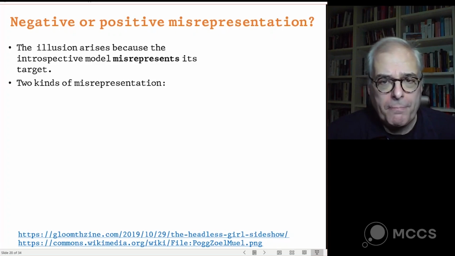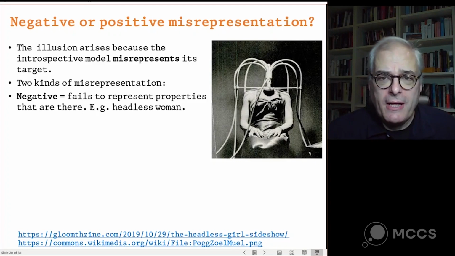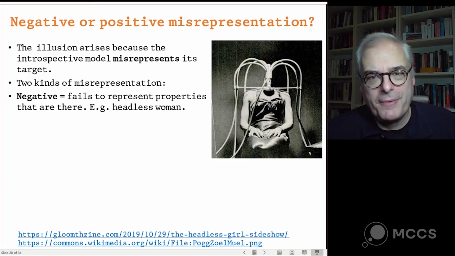But how exactly does introspection misrepresent its target? Well, it's distinguished two kinds of misrepresentation. One is negative. A negative misrepresentation fails to represent something that's there. So it omits something, it misses something out, it's incomplete. Here's a photograph of an old sideshow exhibit that was popular, I guess, in the middle of the 20th century.